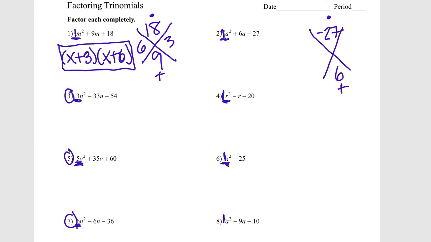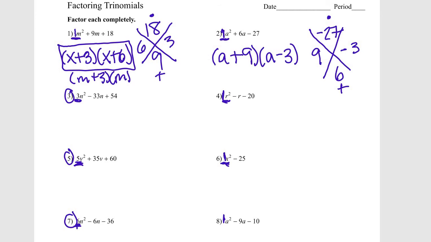After thinking about it a little bit, I figured out that 9 times negative 3 is negative 27, and 9 plus negative 3 is 6. Since the coefficient of a squared is 1, I can use the shortcut and just write a plus 9, a minus 3. And I now realize I made a mistake over here. My variables, instead of x, should be m. This should have been m plus 3, m plus 6.